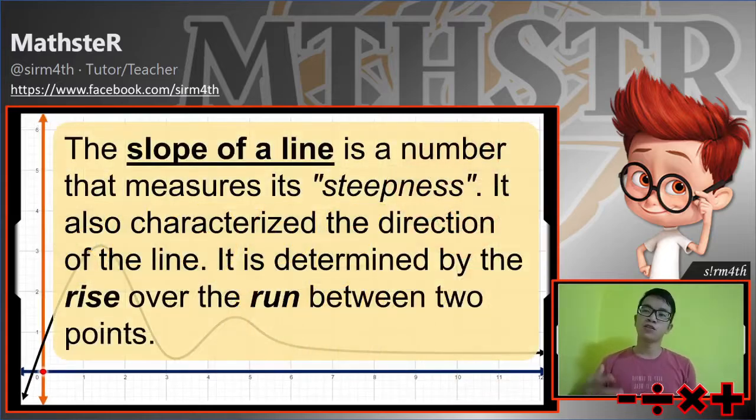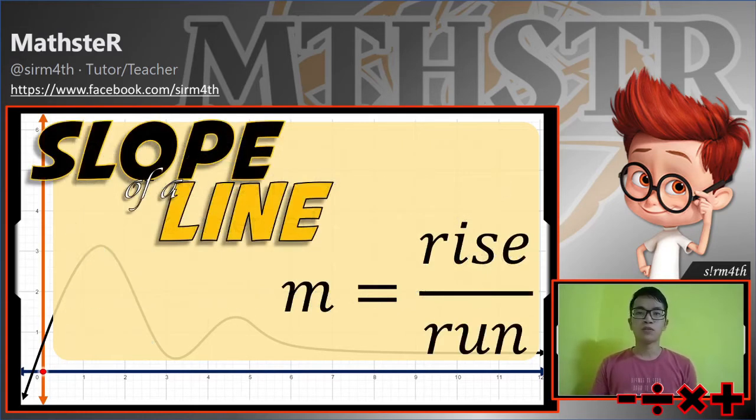So, the slope of a line is a number that measures its steepness. It also characterizes the direction of the line. It is determined by the rise over the run between 2 points. So later on, we will find out what is the meaning of this. As mentioned earlier, slope can be determined by the rise over the run.